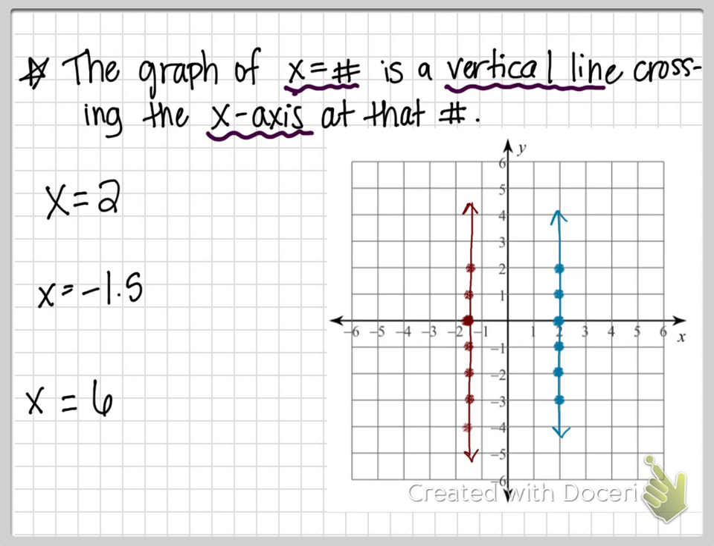Last example, just to make sure that we've got it down. If x equals 6, there's no y in this linear equation. It's still going to be a line, but it's going to be a vertical line, up and down, crossing the x-axis at 6. Because what it means is that no matter what your y equals, x is always going to equal 6. So all your ordered pairs have to have an x as 6, okay? So vertical line crossing the x-axis at positive 6, and we just barely made it on this graph.